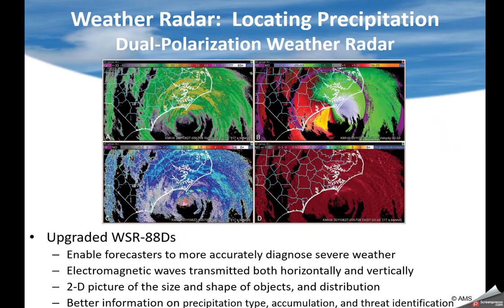So here you can see a tropical system coming in to North Carolina and the Outer Banks. You can see the winds here.